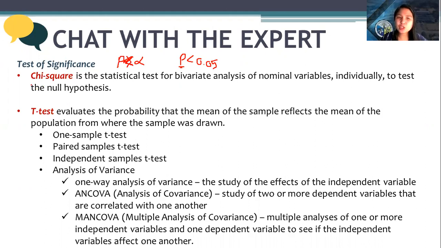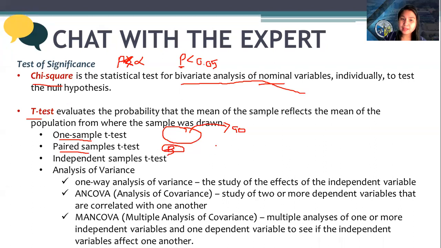Now, a chi-square is a statistical test, and it can be used for bivariate analysis of nominal variables. And we can test for the p-value. In t-test, there are many ways. For example, one sample t-test. There's a group of reading comprehension. You compare it to a standard of 90. That's one sample t-test. Again, for paired sample t-test, we compare the before and the after.